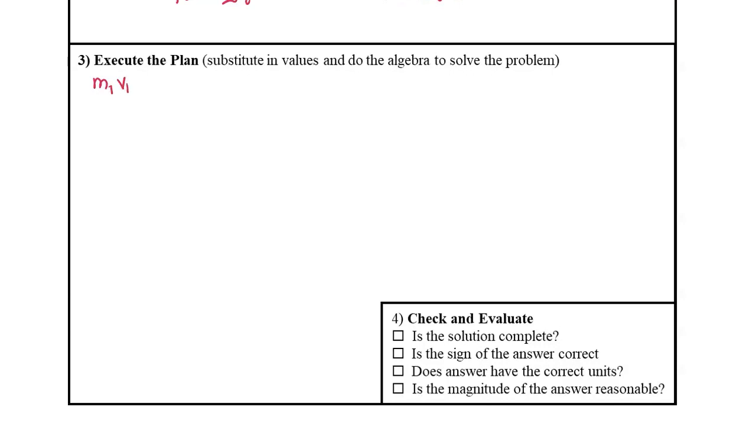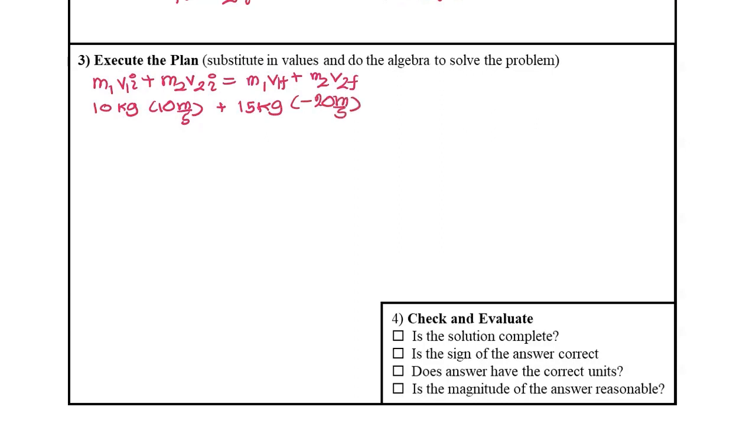I'm going to use the equations I listed under the plan. The initial momentum of the first object plus the initial momentum of the second object is equal to the final momentum of the first object plus the final momentum of the second object. 10 kilograms times 10 meters per second, plus 15 kilograms times negative 20 meters per second, is equal to 10 kilograms times the final velocity of the first object plus 15 kilograms times the final velocity of the second object.